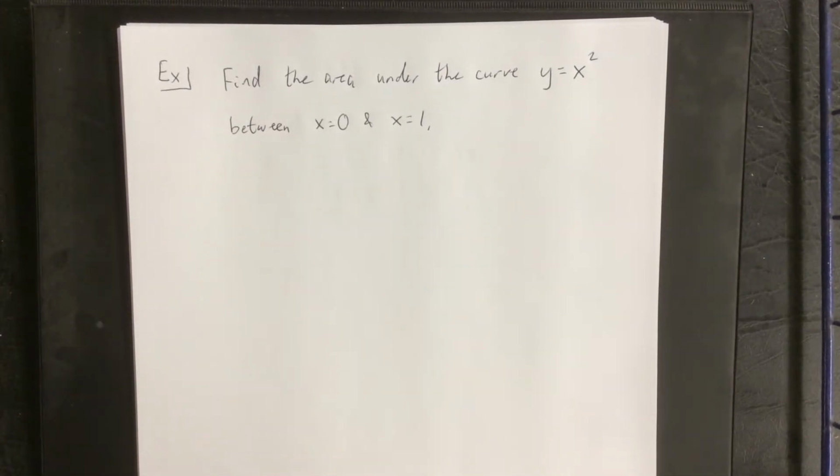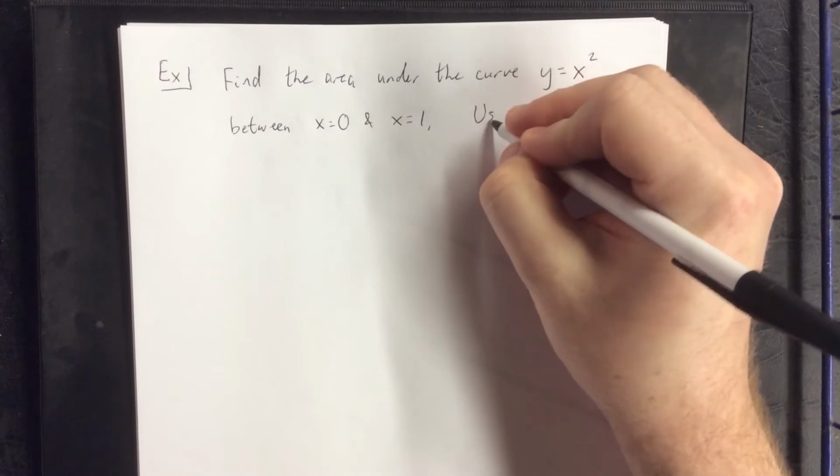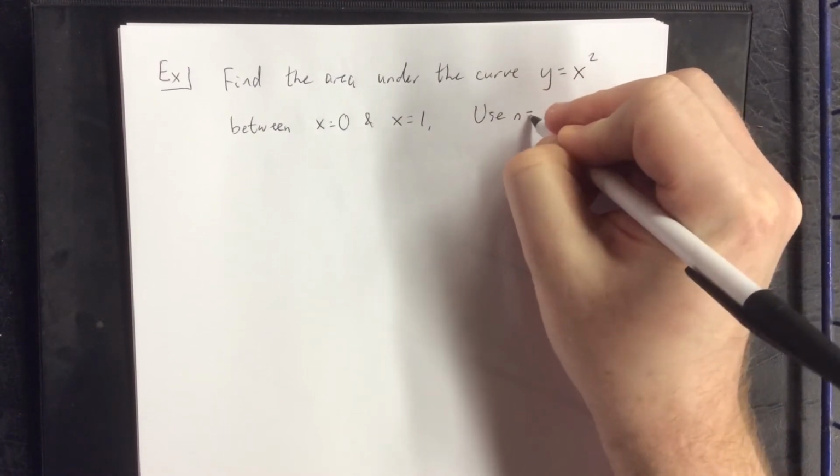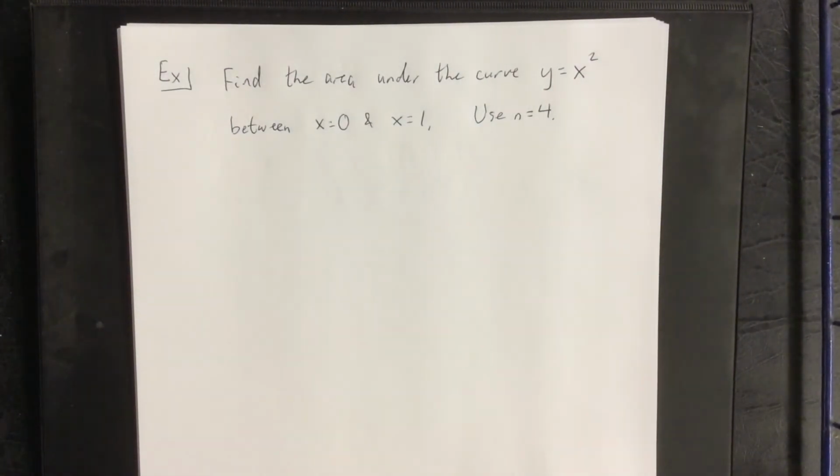We are going to find the area under the curve y equals x squared between x equals 0 and x equals 1. Now for our calculations, we are going to use n equals 4.